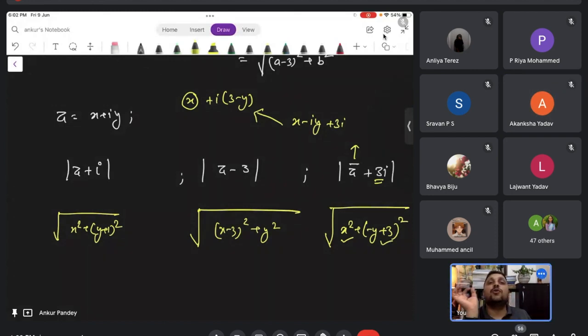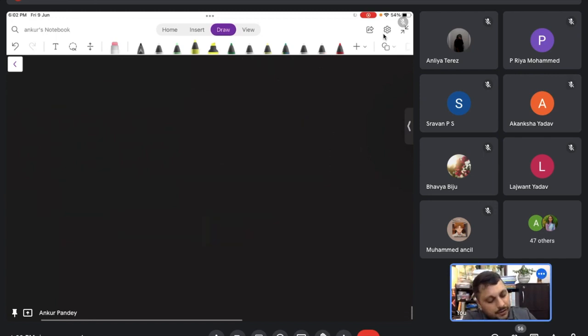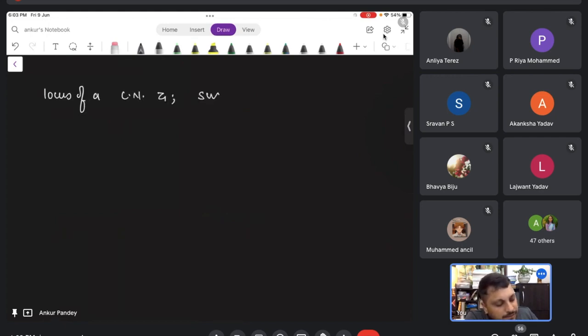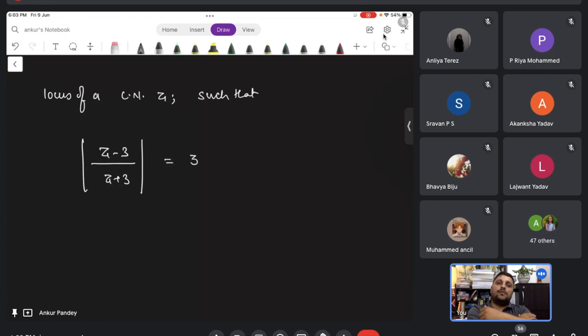Now I am going to ask you a question of locus. Find the locus of a complex number z such that the mod of z minus 3 upon z plus 3 is equal to 3. Solve. Do you want to solve or should I solve? I will solve one. So you will say, sir, this equation can be written as mod of z minus 3 is 3 times mod of z plus 3.